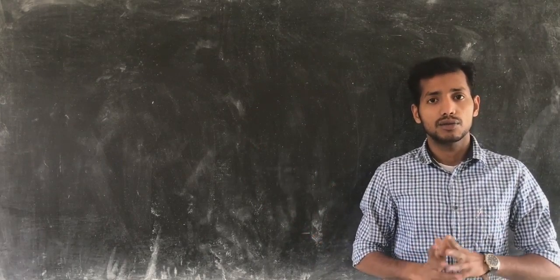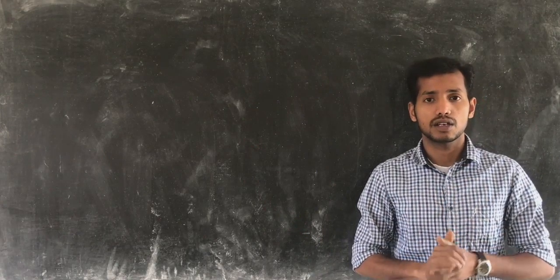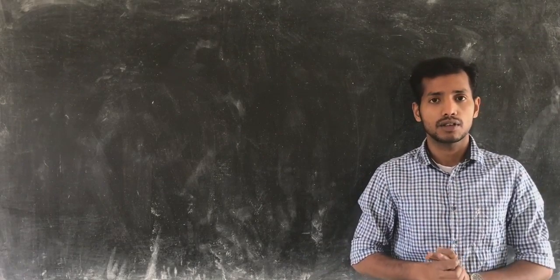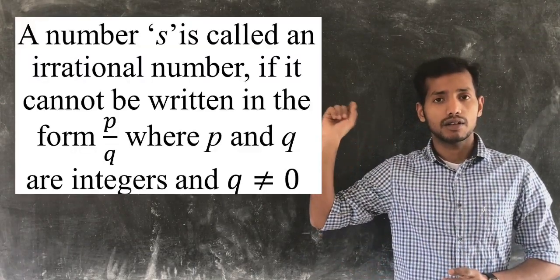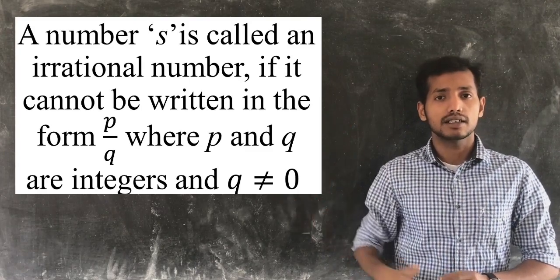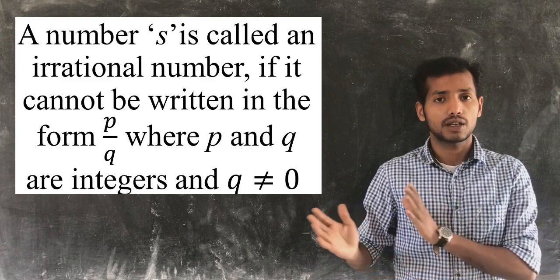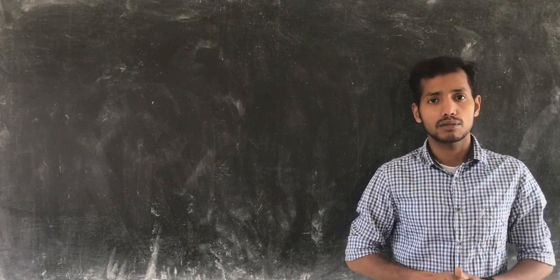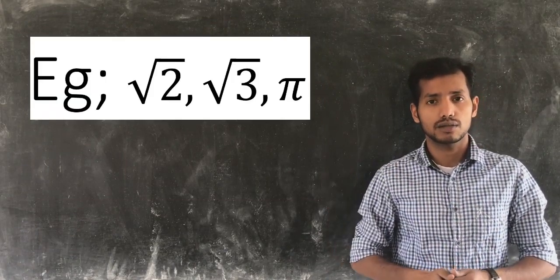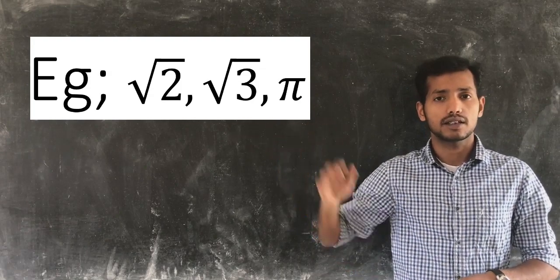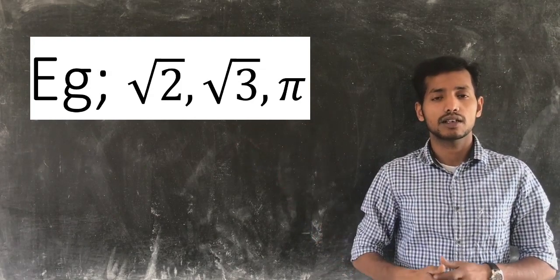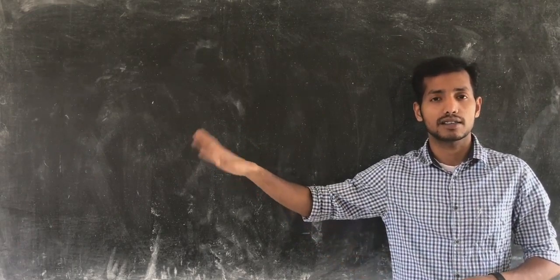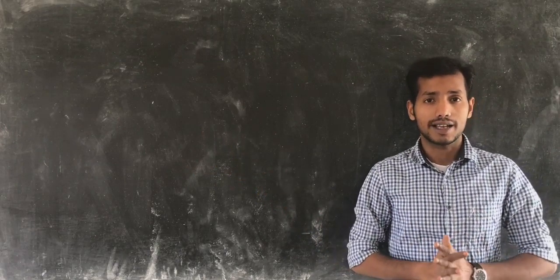And finally, we learn another kind of numbers called irrational numbers. Irrational means just the opposite of rational numbers. That is, a number S is called an irrational number if it cannot be written in the form P by Q, where P and Q are integers and Q is not equal to 0. For example, square roots of natural numbers: root 2, root 3, root 5. These all are irrational numbers. Pi is an irrational number. The decimal expansion of pi is 3.14, etc.